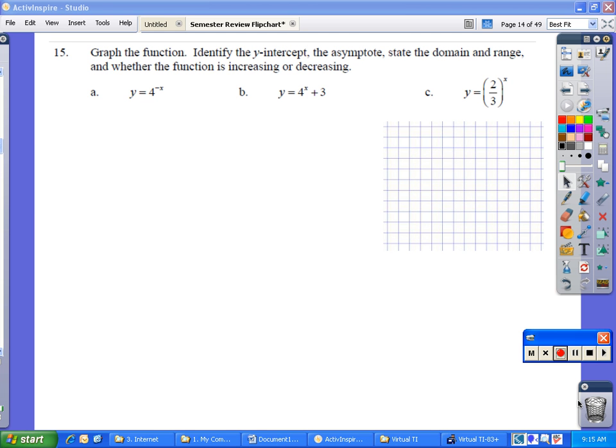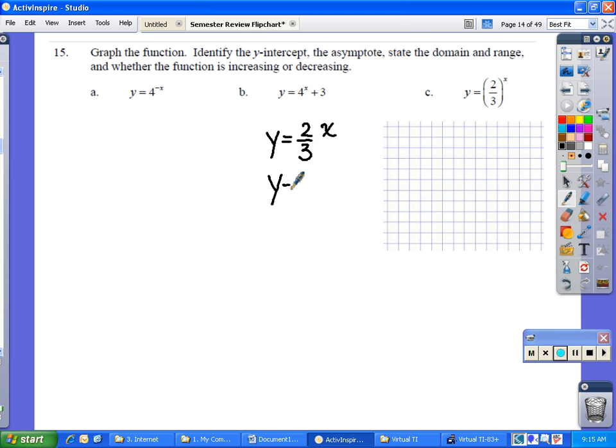On problem 15C, we're looking at the equation y equals 2/3 to the x. Comparing this to our y equals a times b to the x, we see that a equals 1, so our y-intercept will be 1. Our b is equal to 2/3. Because b is less than 1, this represents a decay function. If you repeatedly multiply something by 2/3, it's going to get smaller and smaller.